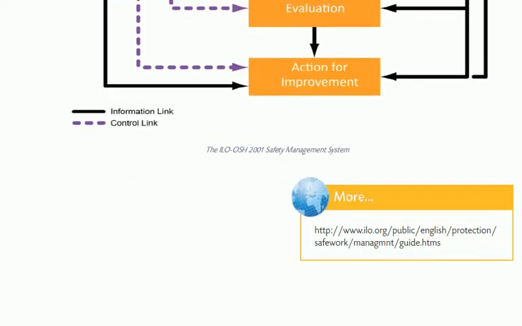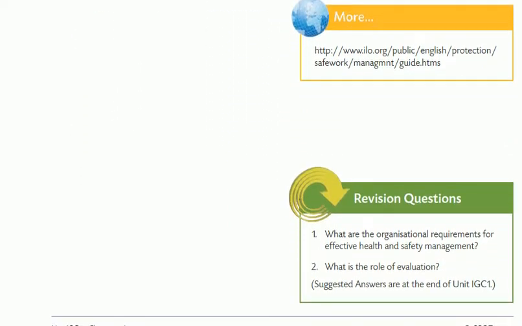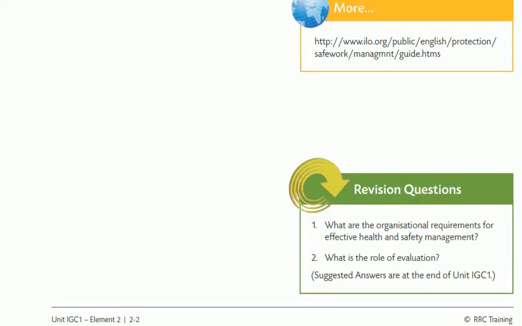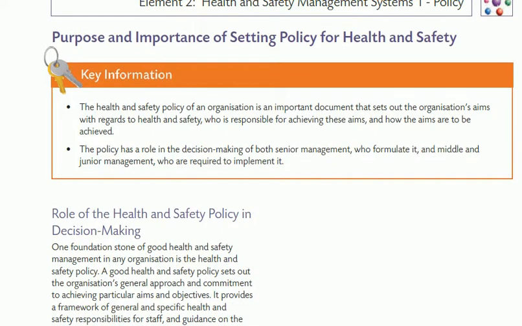Anyway, look at this question. What are the organizational requirements for effective health and safety management systems? Of course, you just saw them, but these are the five. We just wrote them: planning, policy, organizing, and all of that. So what is the role of evaluation? I said earlier, evaluation checks how effective your safety management system is. And then, okay, for now, maybe I'll just stop here.